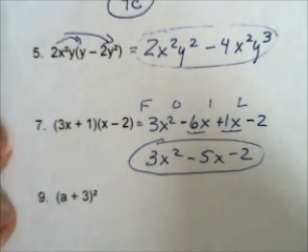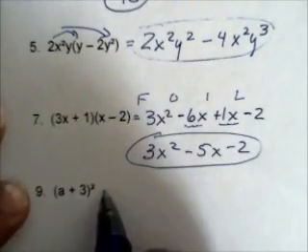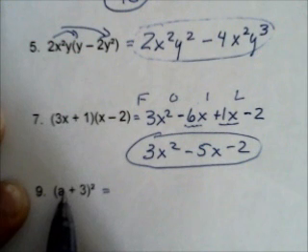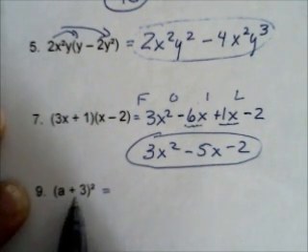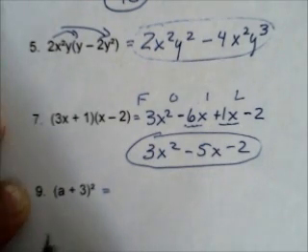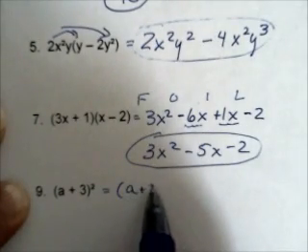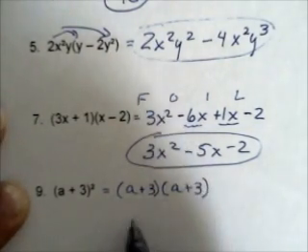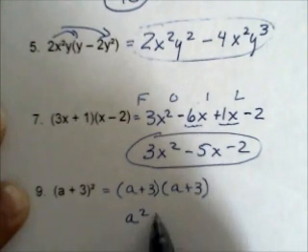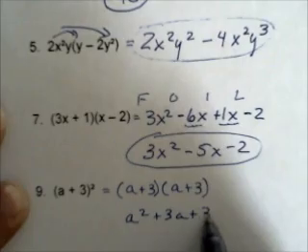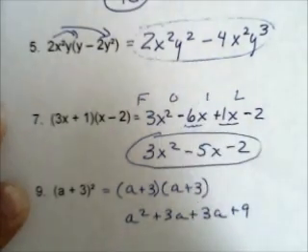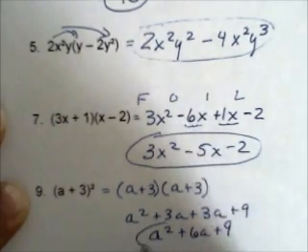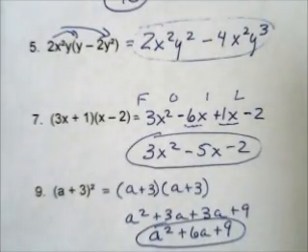Number 9, a plus 3 squared. Remember, this is a binomial squared. You do not distribute the exponent if you have addition or subtraction within your parentheses. Instead, this is a plus 3 times a plus 3. Now FOIL that. First term's a squared, outside 3a, inside 3a, last 9. Combining, a squared plus 6a plus 9. Our end result is the trinomial.